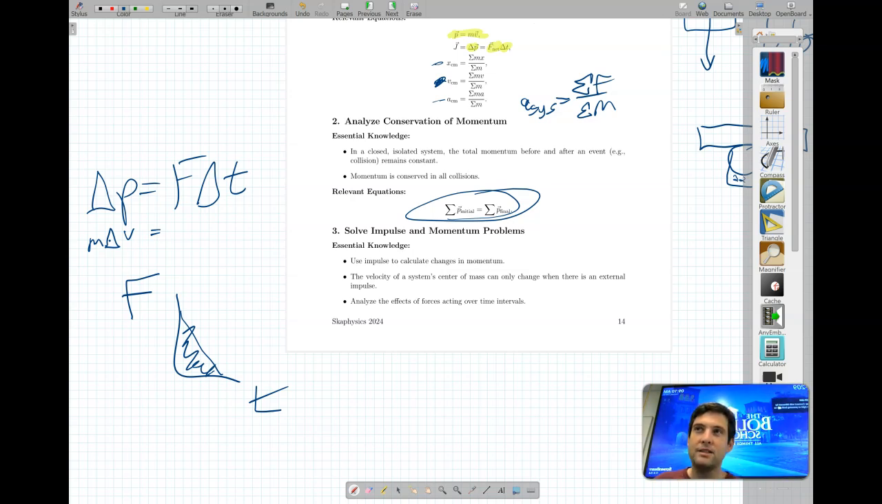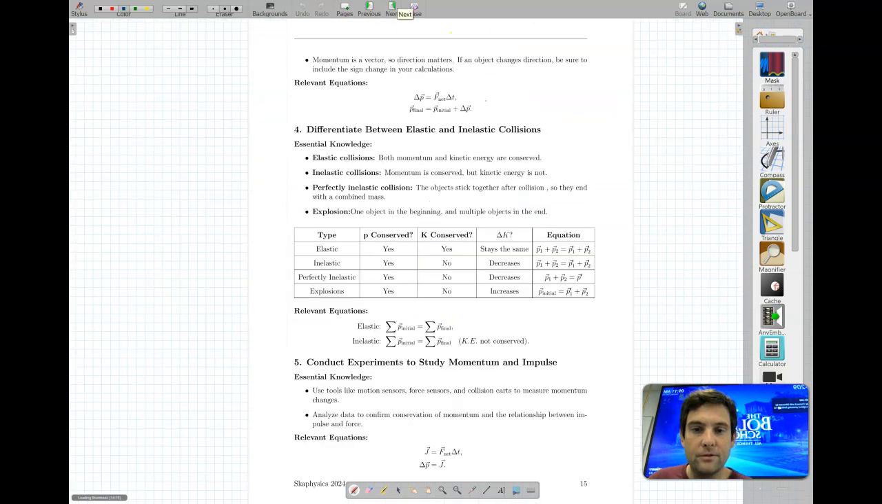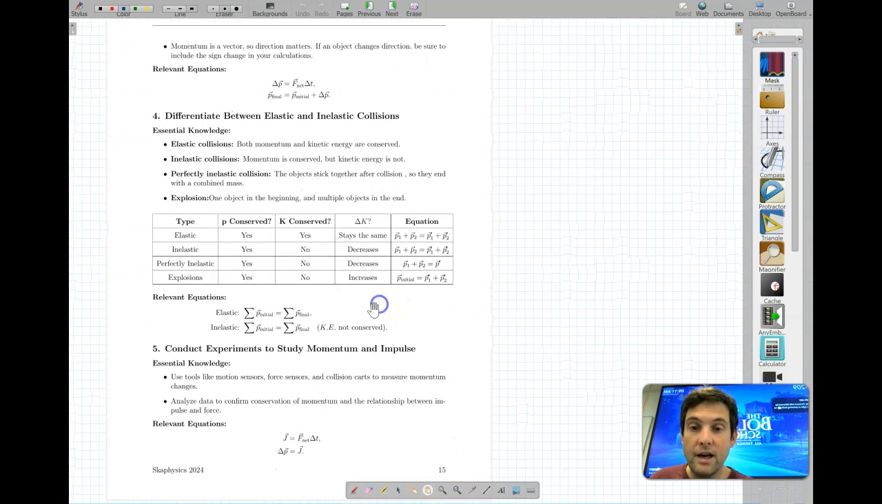The question may be asking you to do a couple of steps. None of them are too difficult. It's just you've got to do a little bit of digging. The velocity of a system's center of mass can only change when there's an external impulse. I think we said that already. And then we should be able to analyze effects of forces acting over time intervals. Momentum is a vector, so direction matters. If an object changes direction, make sure you include the sign in your calculations.